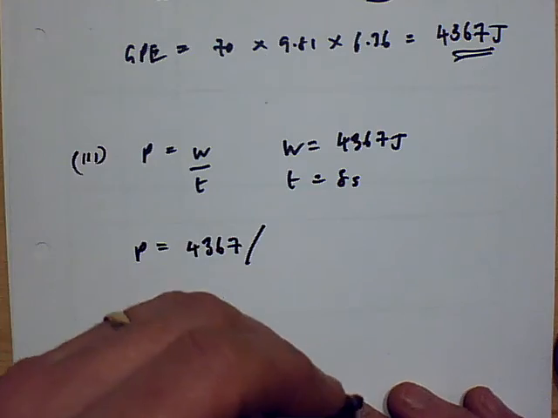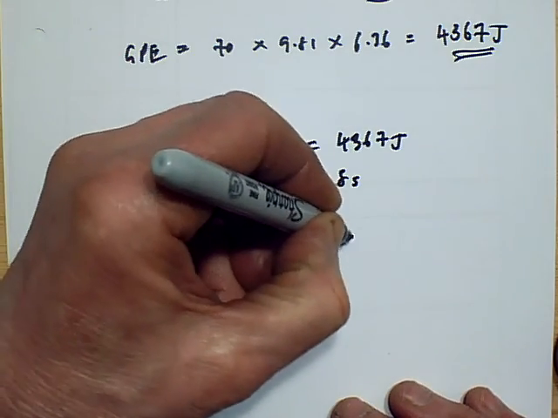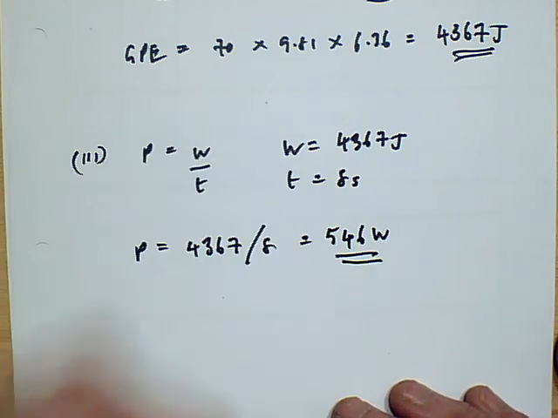4367 divided by 8 comes out as 546, and of course the answer is in watts because it's a power.